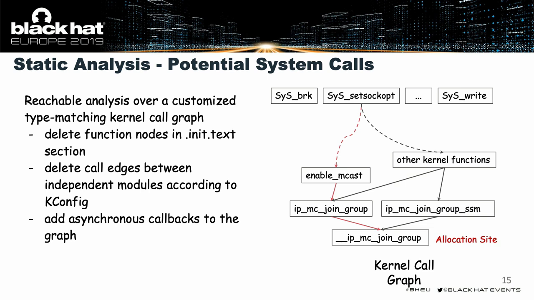Since the call graph still involves false positives, which means not all the system calls identified can really trigger the object's operations, we run kernel fuzzing for further confirmation and completing the arguments.